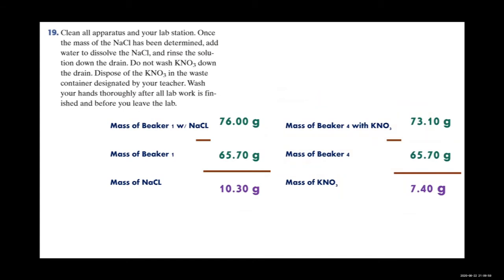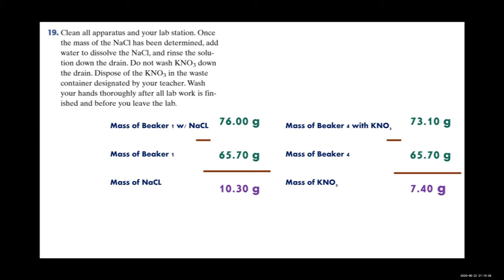So now we get towards the end here. We're going to clean all of our apparatus in the lab station. And once the mass of the sodium chloride has been determined, add water to dissolve the sodium chloride, and then you can just rinse that down the drain. But we're not going to put any potassium nitrate down the drain. You guys are going to dispose of that according to my directions. We're going to wash our hands thoroughly after the lab, and then we are going to make sure that our lab work is finished before we leave.